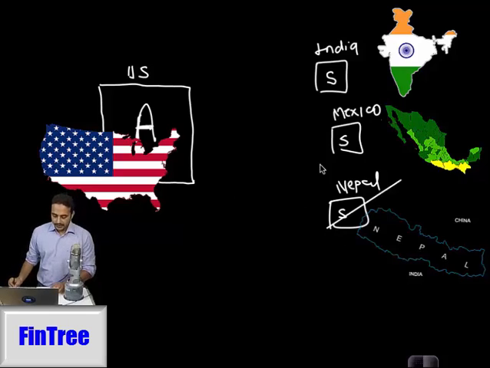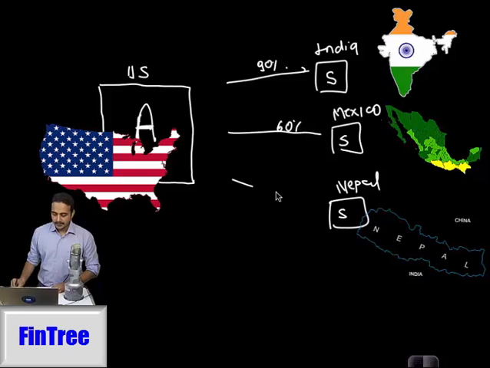Now each of the subsidiary, it might have a different ownership. So it might have, maybe with Indian company it owns 90%. With some other companies it might have 60. Some other companies it might have, let us say, 80%.